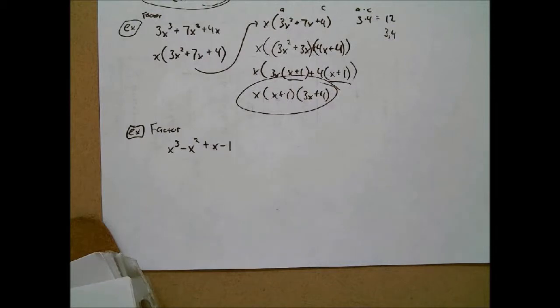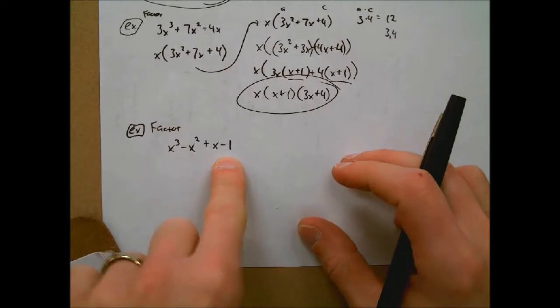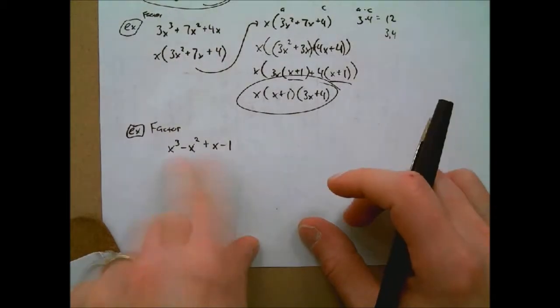Is there a GCF with this particular polynomial? Can we factor out a GCF here? No. These 3 terms have an x, but this 4th one does not. And then there's no number we can pull out.